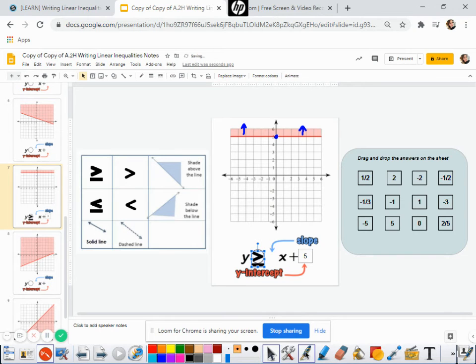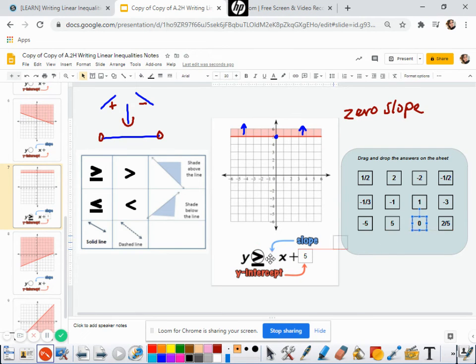And then my favorite part. Remember slope man? Do you remember slope man? This is a positive, this is a negative, this is an undefined slope, and this is a, what is that? A zero slope. This is zero slope because it's a horizontal line. You guys should have known that. And some of you did. Let's drag my 0 here.